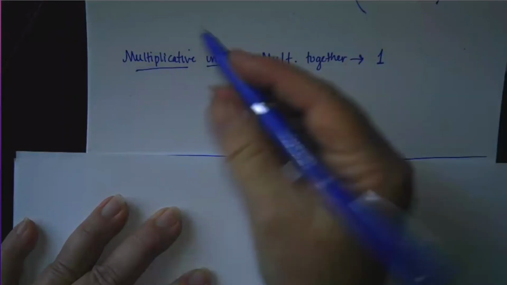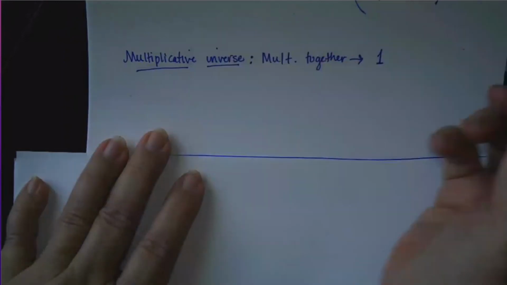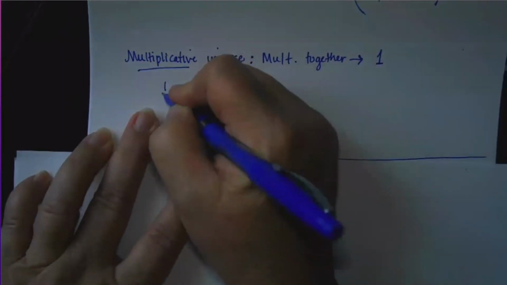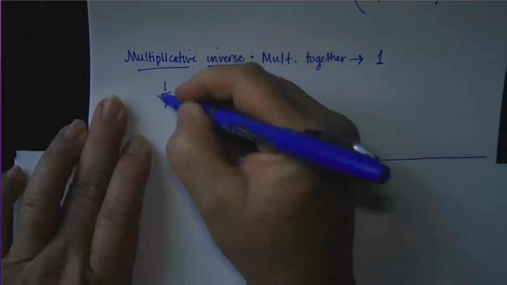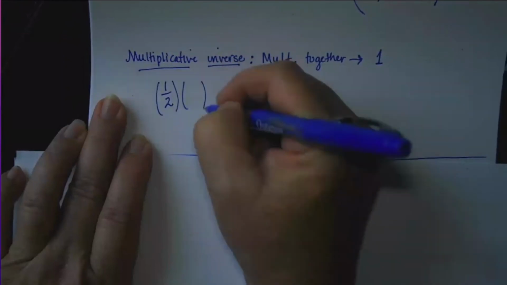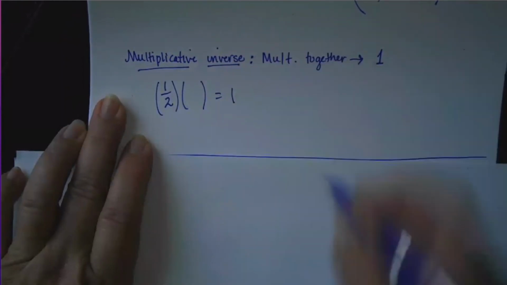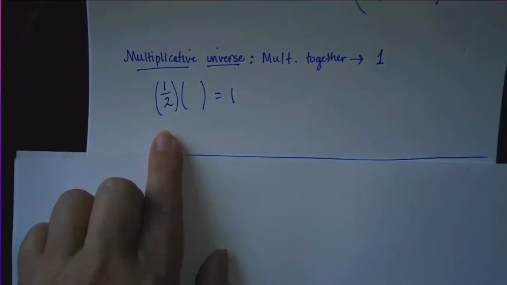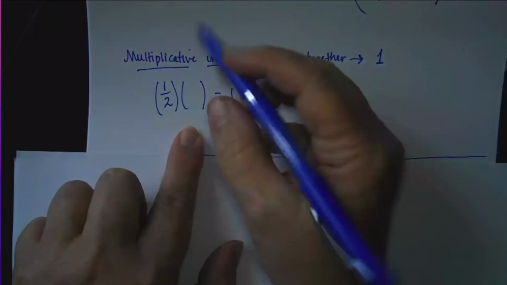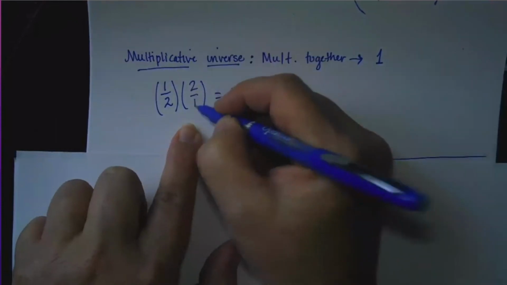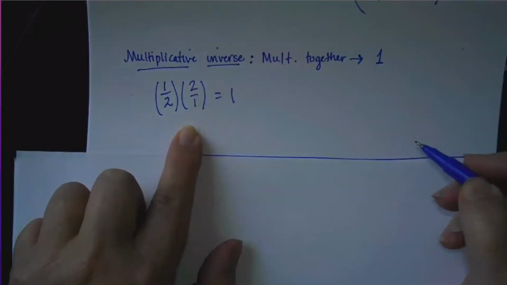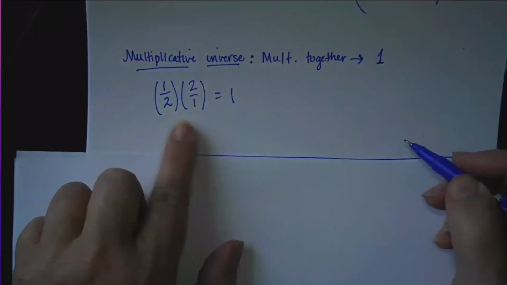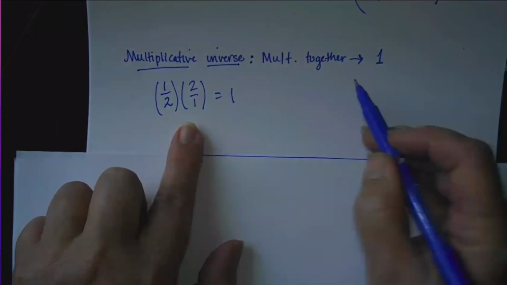Okay, so let's look at this one. So let's say that we have the number 1/2. Well, I need to figure out what can I multiply 1/2 by in order to get 1. Well, I need to multiply it by its multiplicative inverse, which is 2 over 1, or just regular old 2. Okay, so that's the multiplicative inverse. It's what I get when I multiply them together to get 1.